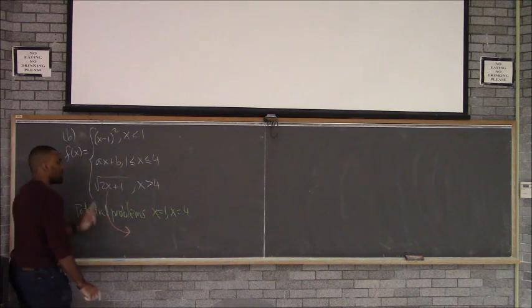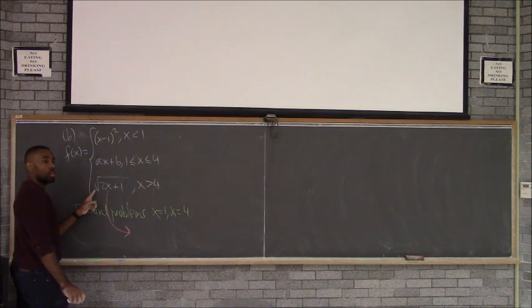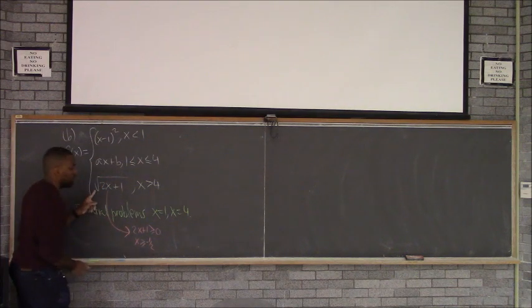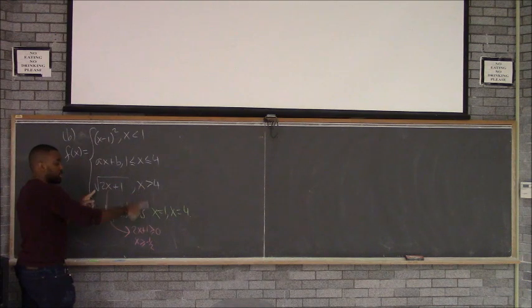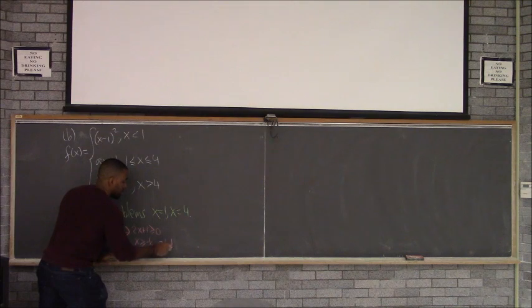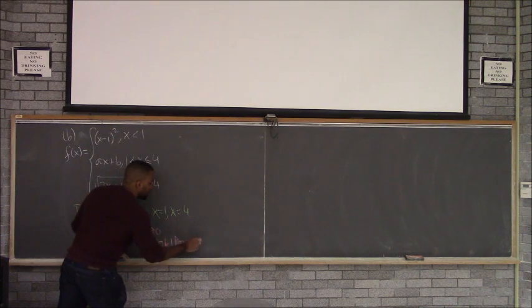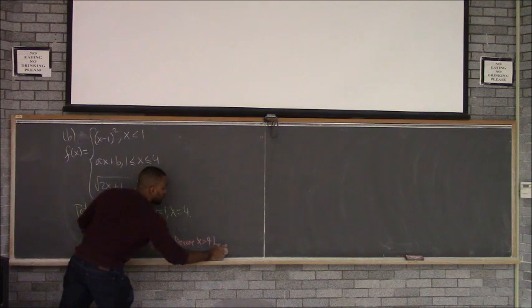So what do we need for this to work? Right, you need 2x plus 1 to be greater than or equal to 0. That means your x must be greater than or equal to minus 1/2. And here we said x is greater than 4, which means it's already greater than minus 1/2. So this is okay because x is greater than 4 here.